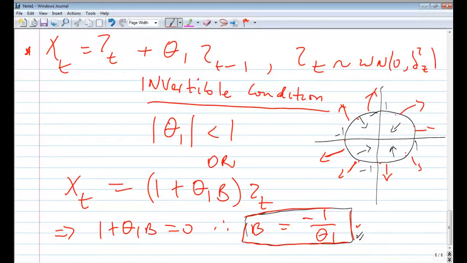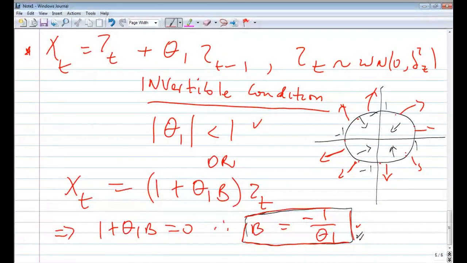So it's up to you whether you use the first method for the invertible condition. Check whether the absolute value of theta 1 is less than 1. If the absolute value of theta 1 is less than 1, therefore the process is invertible. However, if you want to use the second method, you write your process in backshift operator. From there, you equate it to 0, then you find the root or the factor of B. Then after finding that value of B, you check whether it's outside the unit circle or not.